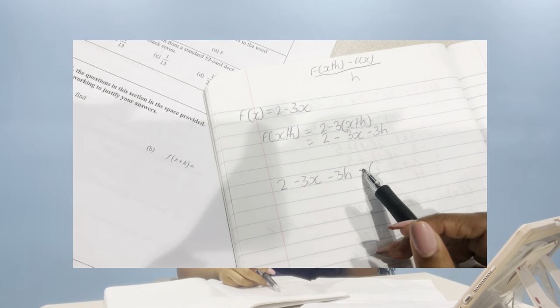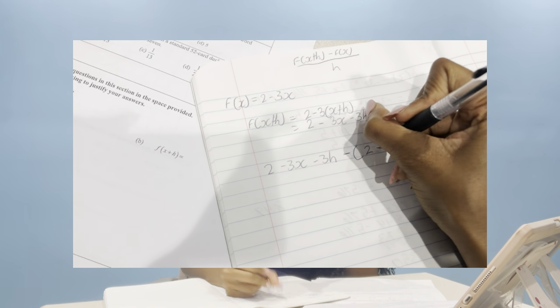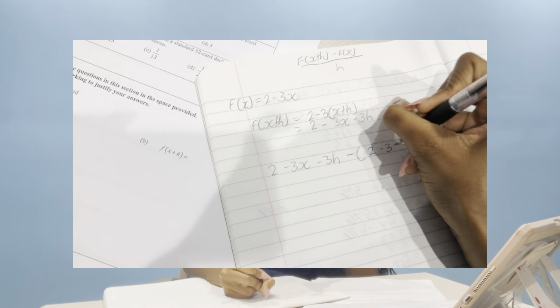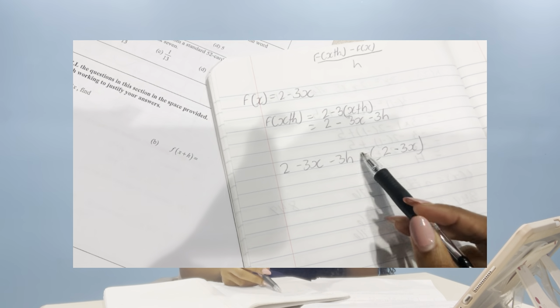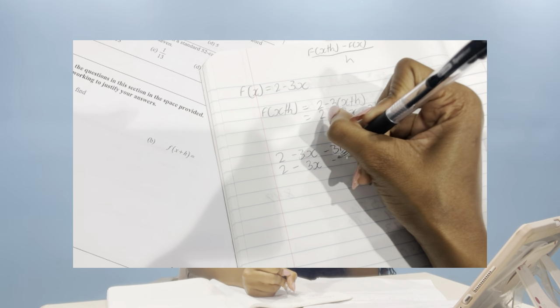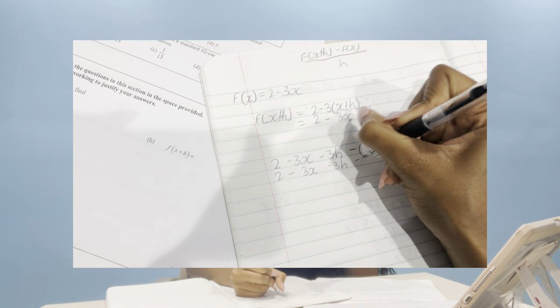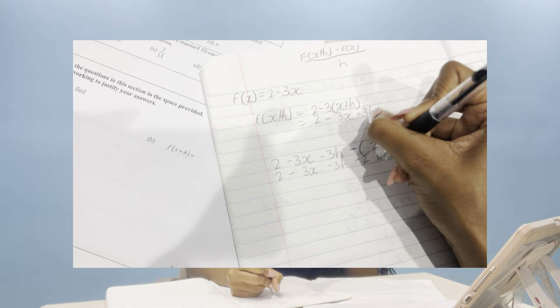Listen to me and listen to me good. That is important. If you don't do that, you're not going to get an accurate answer. So subtract and then you put f of x in brackets. So 2 minus 3x. Now I'm distributing this. That's why it's important to put f of x in brackets, because this whole entire thing is being subtracted from this. So 2 minus 3x minus 3h minus 2 plus 3x.